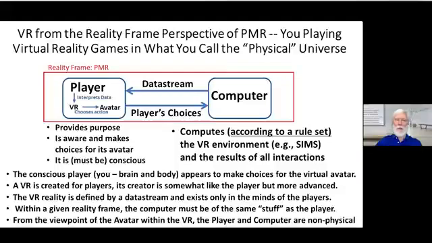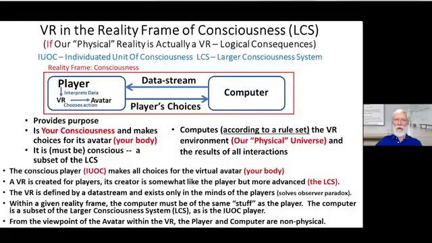Now, let's change the perspective again. Now we're looking at virtual reality in the reality frame of consciousness. If our physical reality is actually a virtual reality, what are the logical consequences? This is where we're going to get those answers, because now we're saying that consciousness is the frame. Now you're going to see me use these words IUOC, that's individuated unit of consciousness, and LCS, larger consciousness system. That's just a little reminder of these terms I'm going to use, because on a slide there's just so much room for words and letters. So I'm going to use those abbreviations.